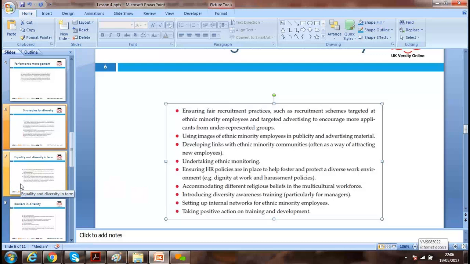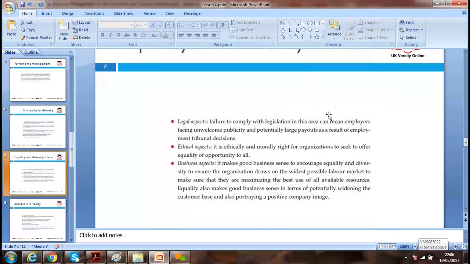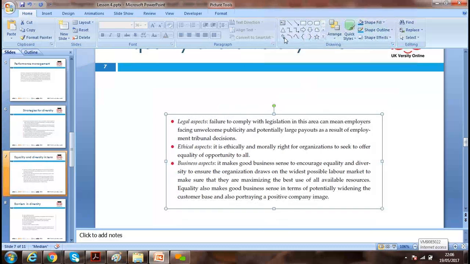During our last lesson, I sent you one of the case studies to read, which is Lloyds TSB Bank, how they create a diverse workforce and how they accommodate as well, which is quite good to read, please. Any question?